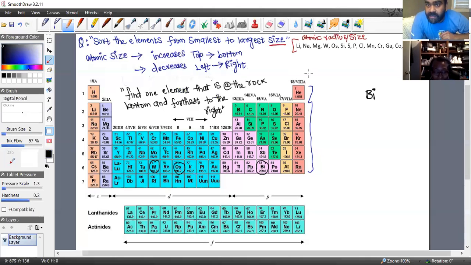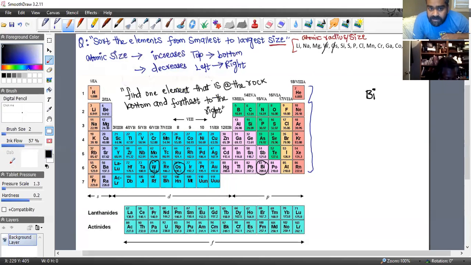Now you see, I did notice right away, I have 2 more elements that are in the same row as bismuth, so I'm going to go strike those out, okay? Now 3 out of whatever many is down.